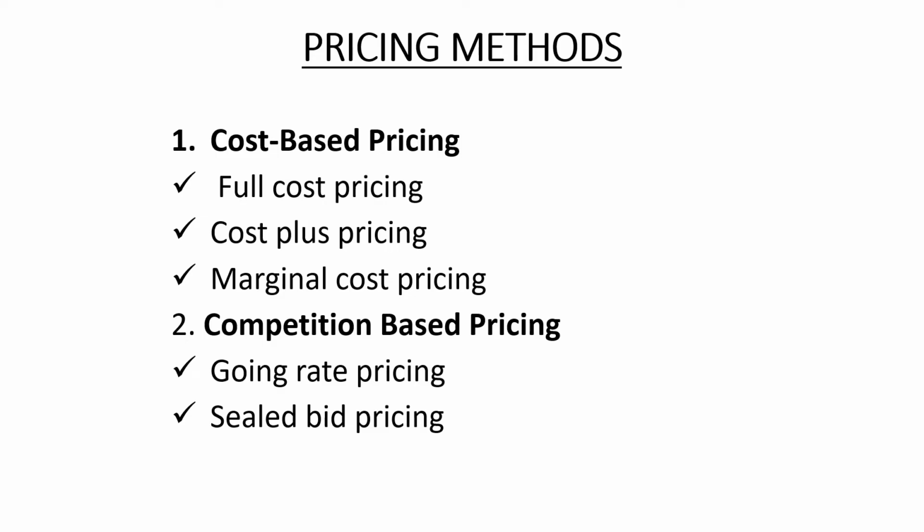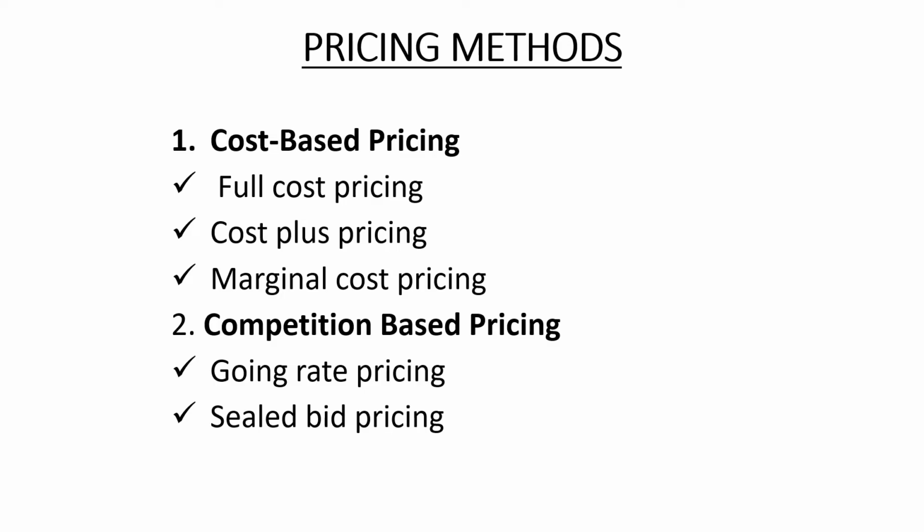And the second one, cost plus pricing. Cost plus pricing means that for the cost of production incurred for producing one unit, you add a certain percentage of profit in order to determine the price of the product. So what is cost plus pricing? Cost plus pricing means a certain percentage of profit is added to the cost in order to determine the price of the product.